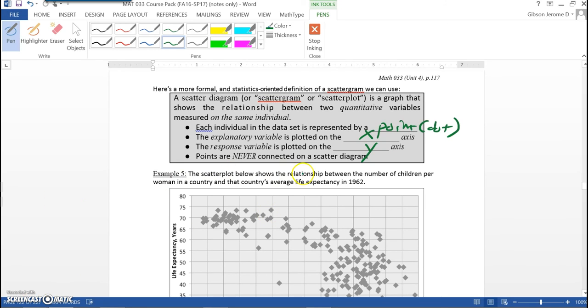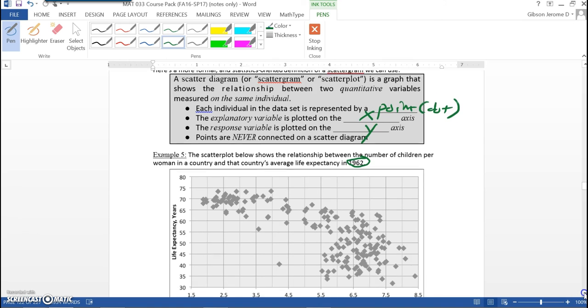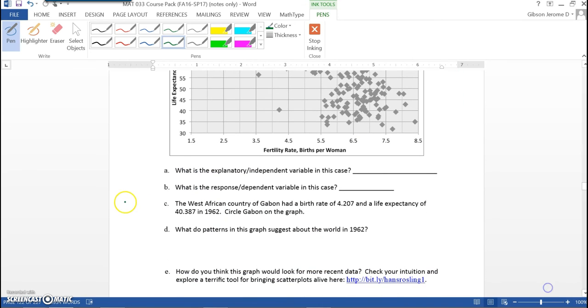Example 5. The scattergram below shows the relationship between the number of children per woman in a country and the country's average life expectancy in 1962. Now we know that is the year that we're dealing with here. So now it says, what is the explanatory independent variable in this case? It's the fertility rate.